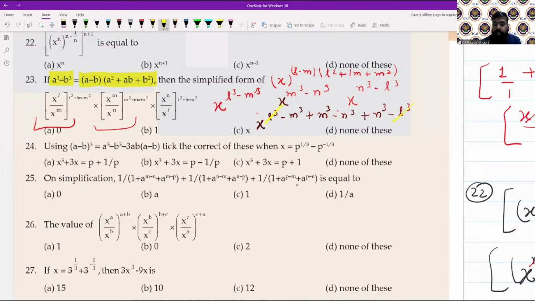So L cube positive, negative, N cube positive, negative, M cube positive as well as negative. So we are left with x to the power of 0. So the final answer will be 1.